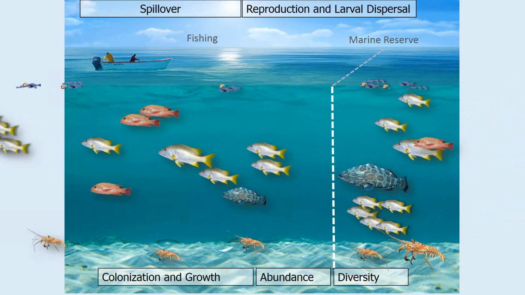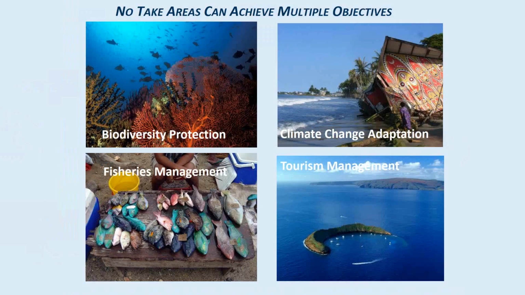Okay, so that's why no-take areas are so important and why I'm going to focus on them today. So no-take areas can be really powerful tools for achieving these sorts of objectives, but the problem is that they frequently aren't. And that's because they're either not designed in a way to take the ecology of the key species that they're trying to protect into account, or they're not effectively managed or enforced.